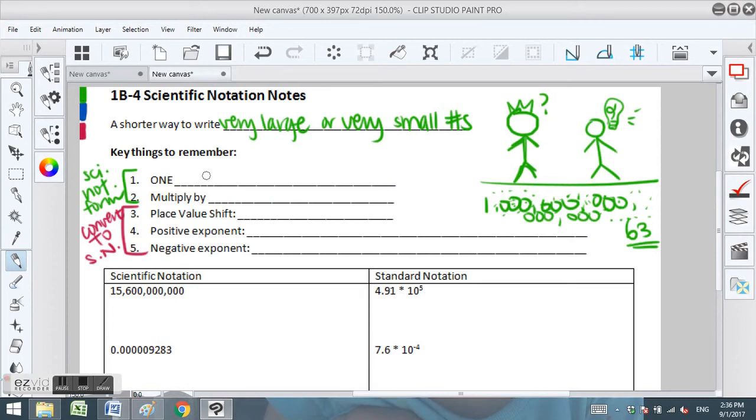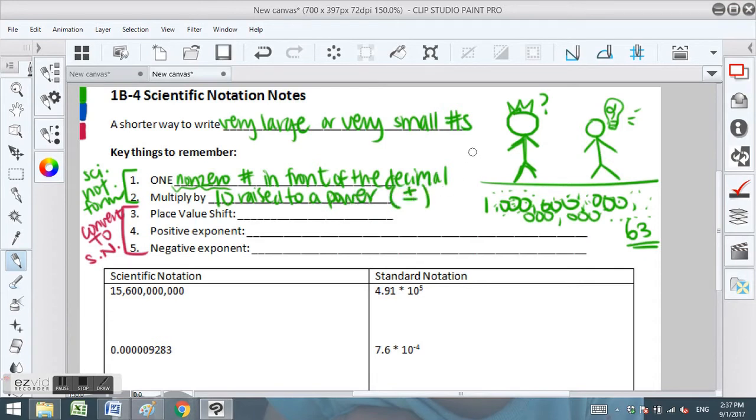The first thing that you have to remember is that there is one non-zero number in front of the decimal. One non-zero number. This is really important that it's non-zero. We don't want a zero in front of it. It has to be one number. So it could be 1, 2, 3, 4, 5, 6, 7, 8, or 9. Okay? The second thing is that we are going to be multiplying this one non-zero number in front of the decimal by the number 10 raised to a power that is either positive or negative.